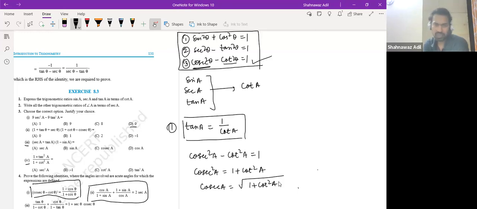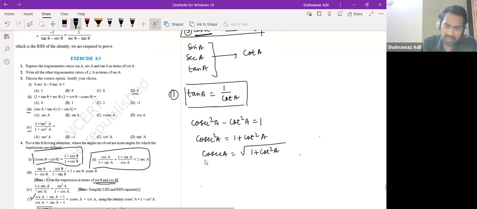Yes, sir. Now, from this cosec A, what is the thing that I can calculate? Sine. Absolutely right. So sine A would be what? 1 by cosec A.